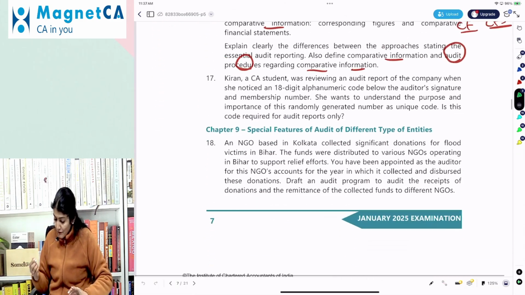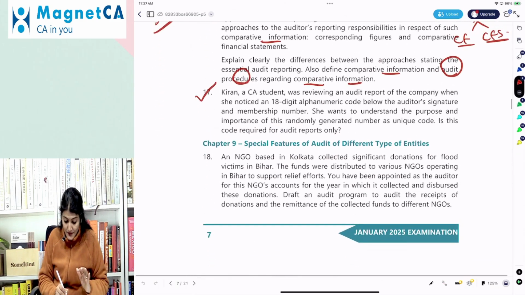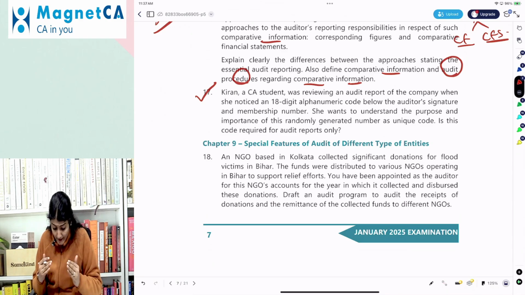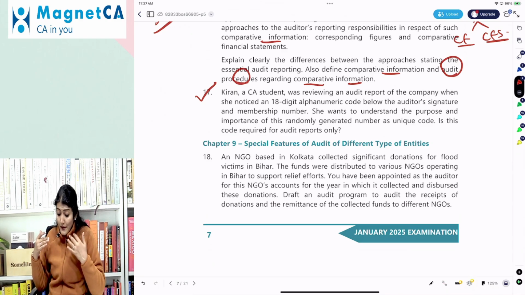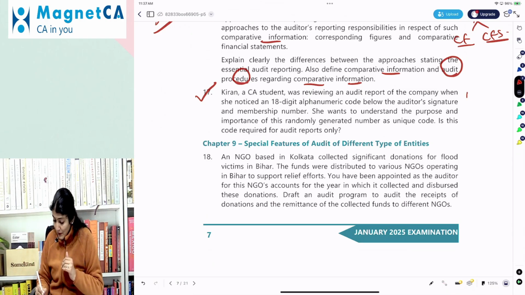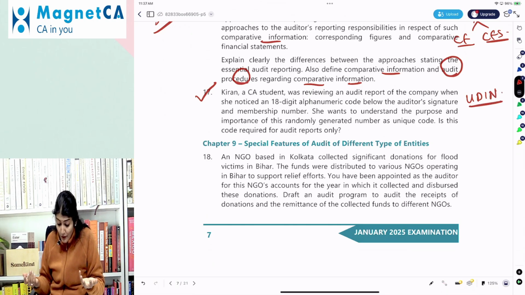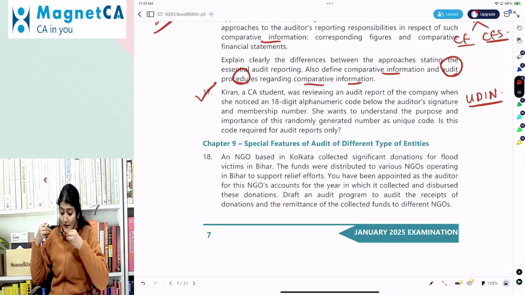Again, one more question from audit report, question number 17. Pay attention. Kiran, a CA student, was reviewing an audit report of a company when she noticed an 18-digit alphanumeric code below the auditor's signature and membership number. What is that code? UDIN, right? The unique document identification number. She wants to understand the purpose and importance of this randomly generated number as a unique code.